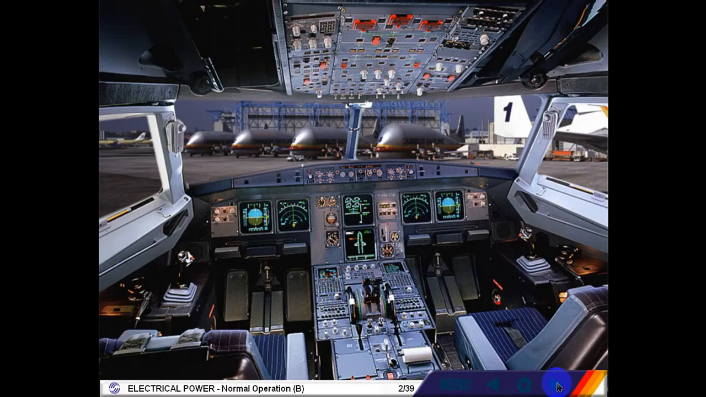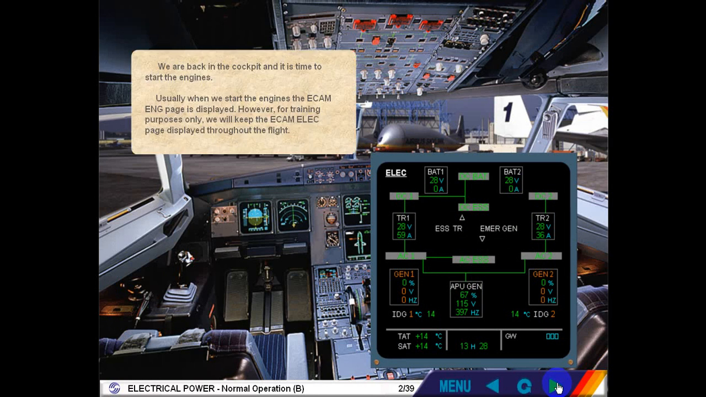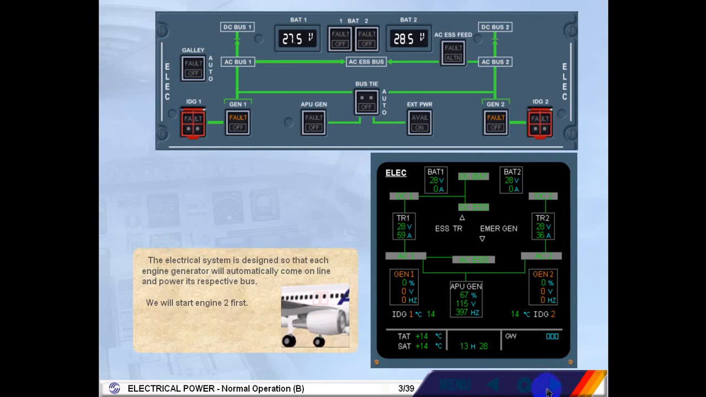We are back in the cockpit, and it is time to start the engines. Usually, when we start the engines, the ECAM engine page is displayed. However, for training purposes only, we will keep the ECAM electrical page displayed throughout the flight. The electrical system is designed so that each engine generator will automatically come online and power its respective bus. We will start engine 2 first.